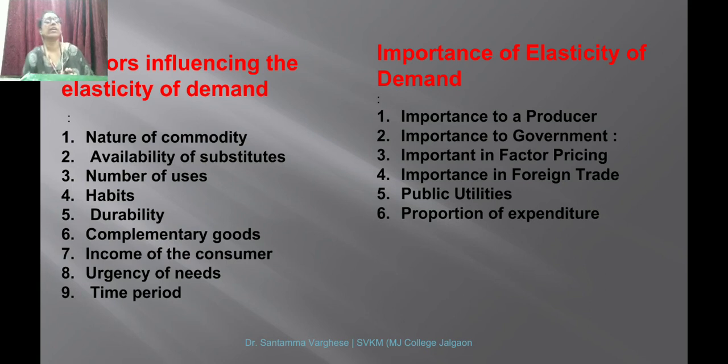So in this way, there are these six points on why the elasticity of demand is very important. In an economy, to increase the growth rate and all that, elasticity of demand is taken into consideration. So students, just go through these two topics. It is very easy. Learn the importance of elasticity of demand for the producers, the government, factor pricing, foreign trade, public utilities, proportion of expenditure. These are the six points. And in the slide, you can see the factors influencing the demand. Just read in the textbook, page numbers 33 and 34.